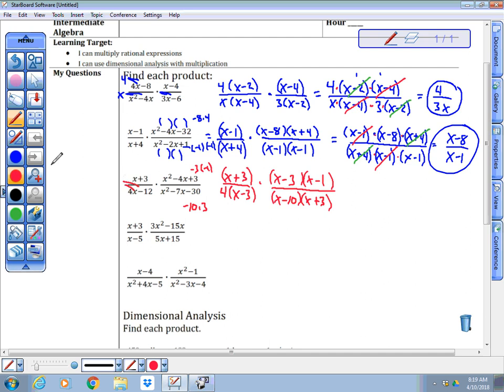Now instead of combining all of them, I know it's one long multiplication problem on top and on bottom. The x plus 3's will cancel. The x minus 3's will cancel, top and bottom. And it'll give me a final answer of x minus 1 on top and 4, and then I'm going to put parentheses x minus 10 on the bottom, like so.